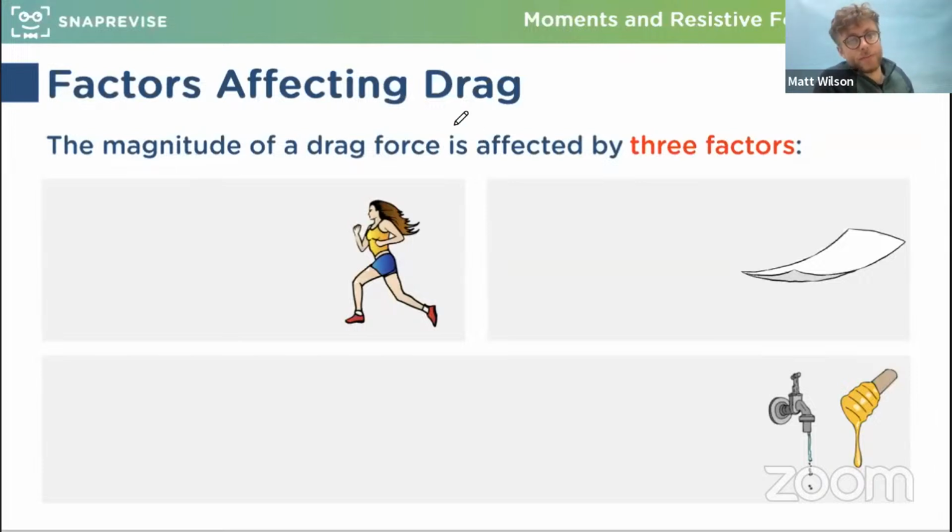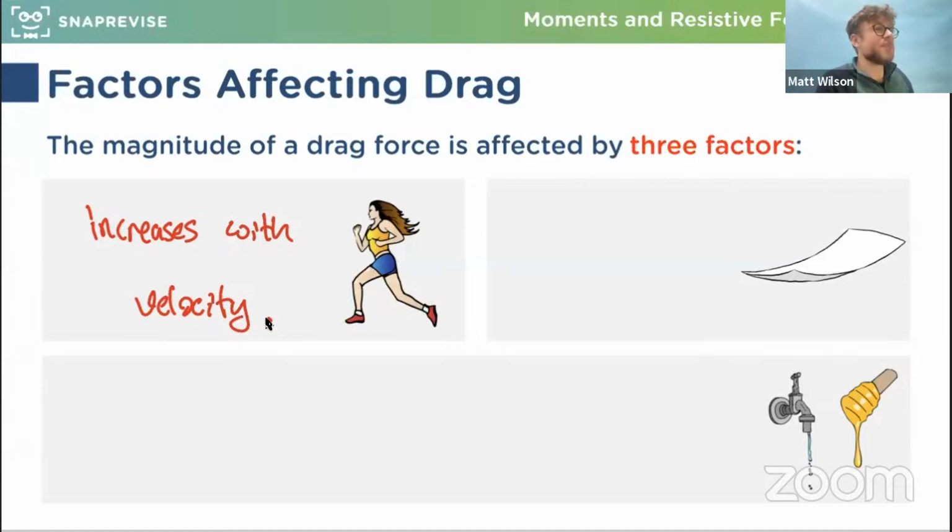So, okay, there are some factors affecting drag. The first one, can't really get away with, is that drag increases with velocity. Faster you move, the larger the drag force will be. So if you're running through the air, you might feel a bit of a drag force. If you're running really fast through the air, it's almost going to feel like a wind. You're going to feel a bigger drag force pushing you backwards.